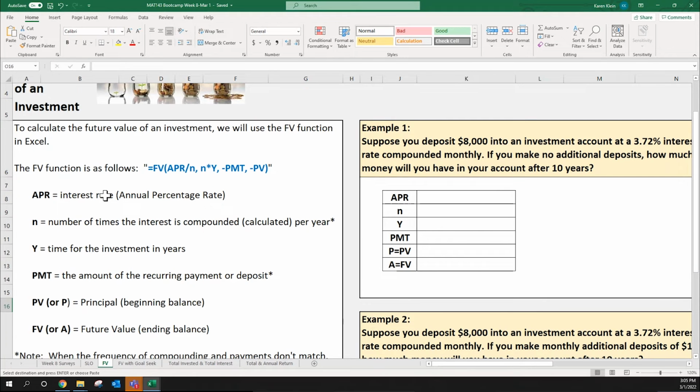We have our APR, which is that annual percentage rate. N represents the number of times the interest rate is compounded within, let's say, a bank or an investment, and this would be the number of times it's calculated per year. Y represents the time for the investment in years. PMT represents the payment, the recurring payment or deposit you might be making into this account. PV, also known as P, is the principal amount or the beginning amount. FV, that future value, or A, is the end amount.